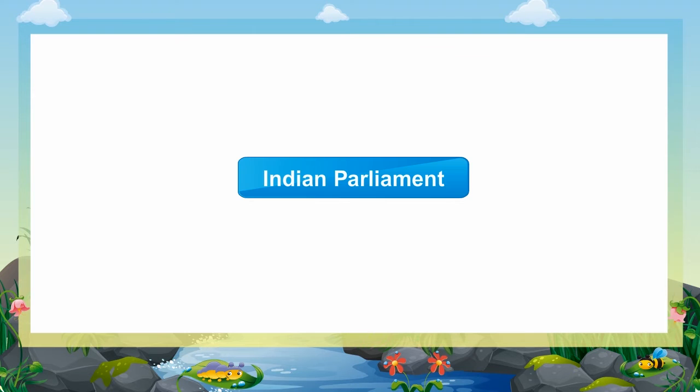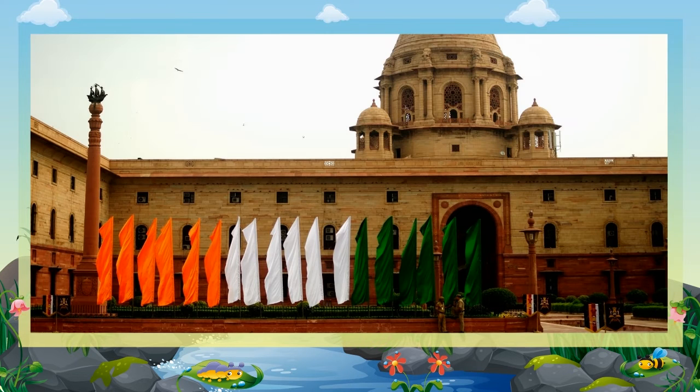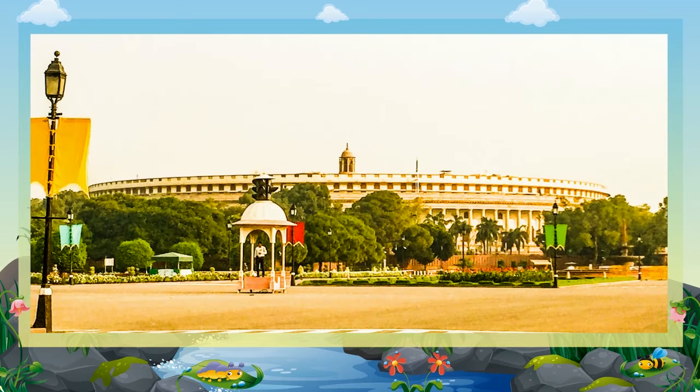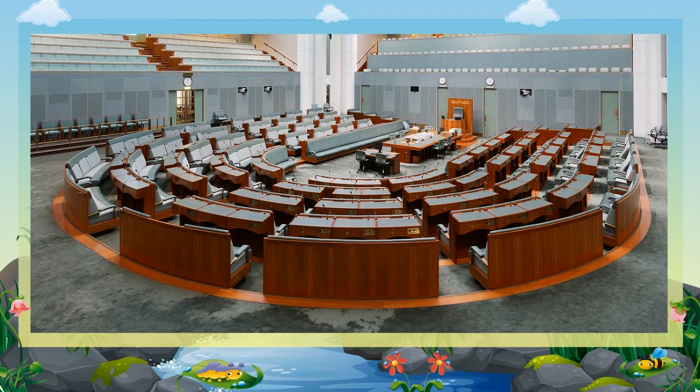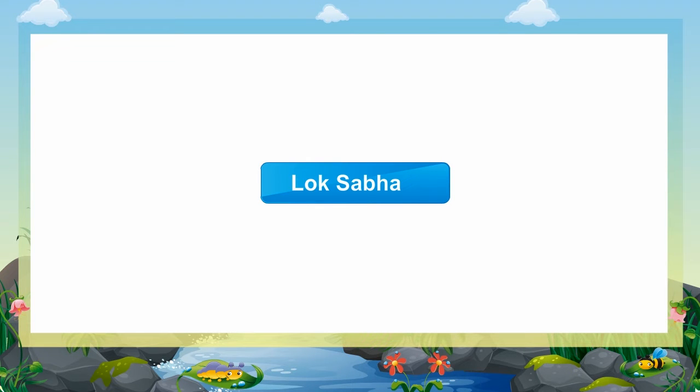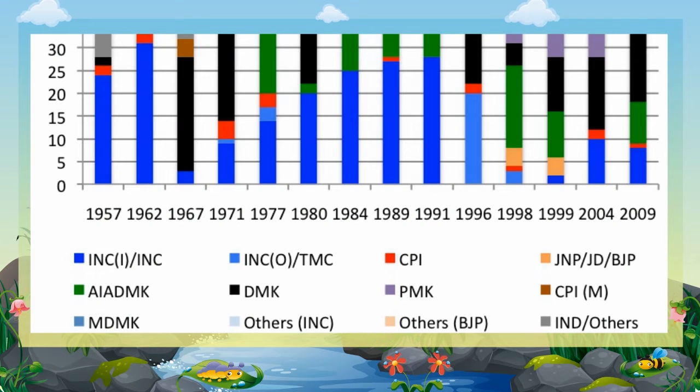Indian Parliament. India has a parliamentary form of government based largely on the Westminster system of the United Kingdom. The legislature is the Parliament. The Indian Parliament consists of 2 houses: the lower house called the Lok Sabha and the upper house called the Rajya Sabha. Lok Sabha. In the national elections, candidates are elected to the lower house. The candidates are elected in the territorial constituencies. There are 543 territorial constituencies.